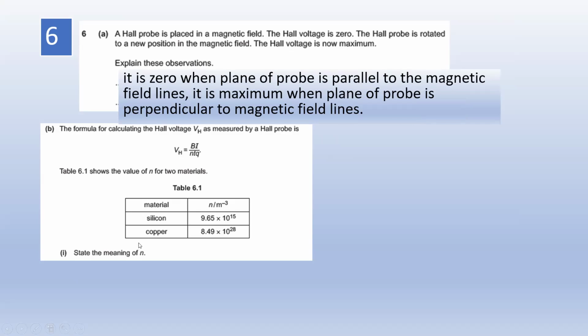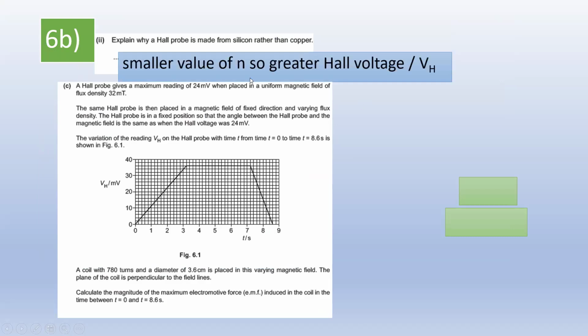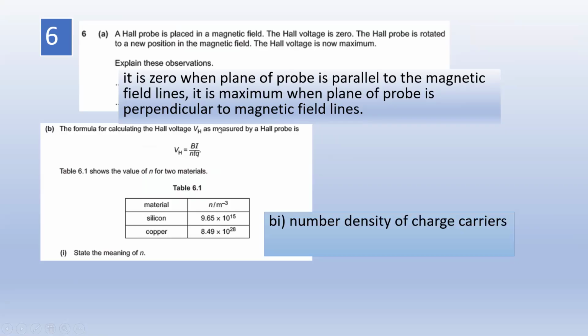And you want to know what is N in this formula. We say it's a number density. And explain why the Hall effect probe is made from silicon. Based on the formula, a smaller value of N gives a greater Hall voltage. Right? From this formula, N is small, V_H is large. Large is easier to measure.